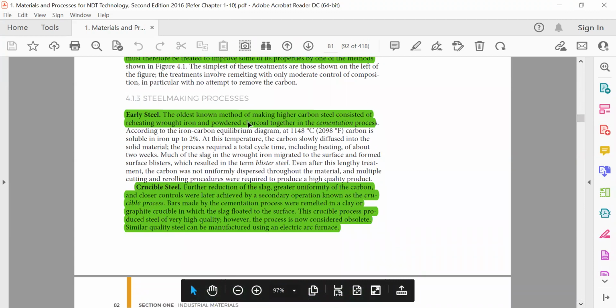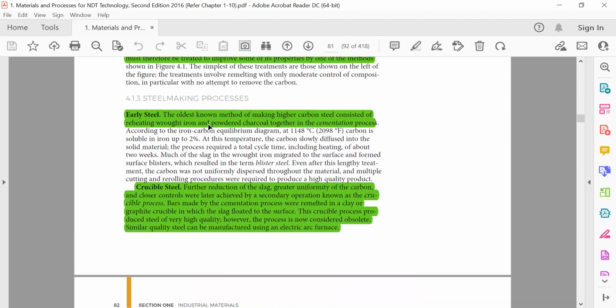Early steel: the oldest known method of making higher carbon steel consists of reheating wrought iron and powdered charcoal together in the cementation process. Crucible steel: further reduction of the slag, greater uniformity of the carbon, and closer control were later achieved by a secondary operation known as the crucible process. Bars made by the cementation process were remelted in a clay or graphite crucible in which the slag floated to the surface. The crucible process produced steel of very high quality. However, the process is now considered obsolete. Similar quality steel can be manufactured using an electric arc furnace.